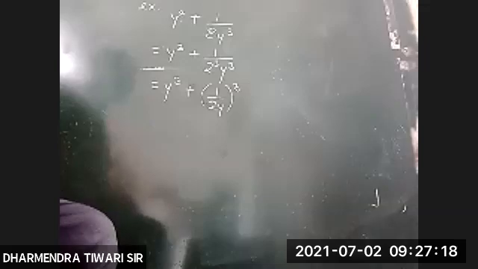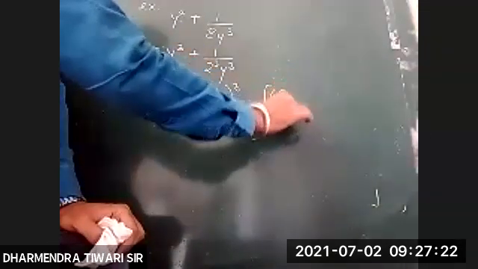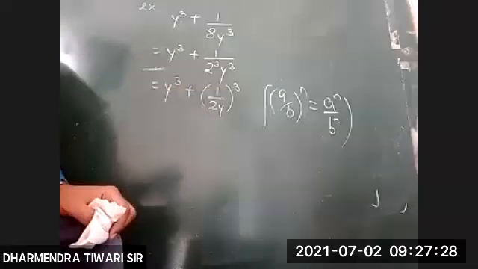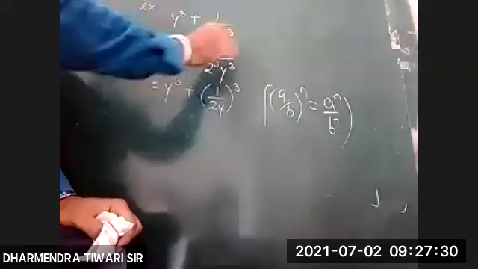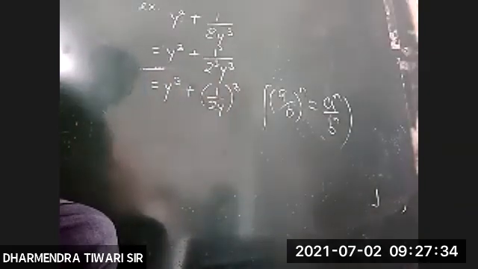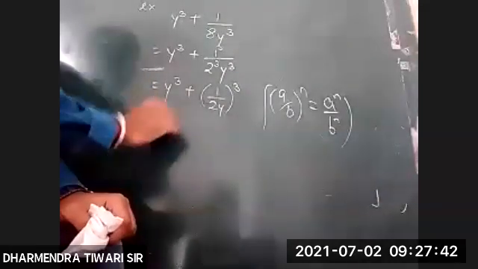Yeah, 1 cube is 1, so it doesn't make any difference. I've used the form of law of indices (a by b) raised to n equals a raised to n upon b raised to n. So 1 cube is 1, so I can write 1 cube as well. So I apply this formula, you'll get this form. So after this, go for the formula.